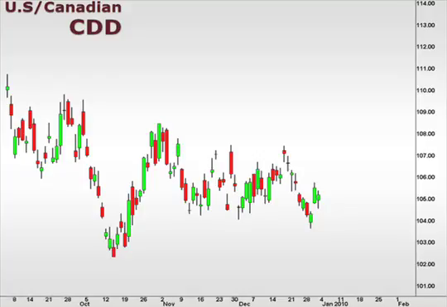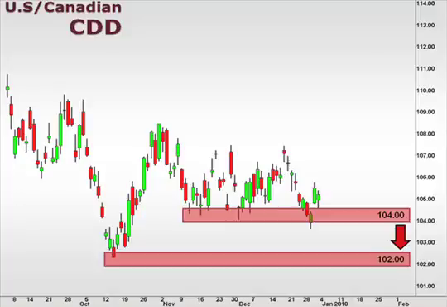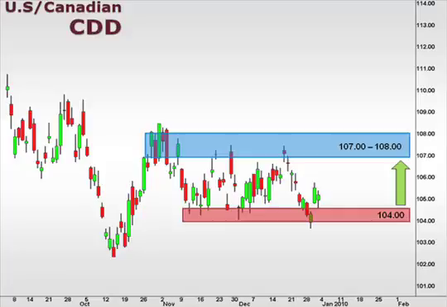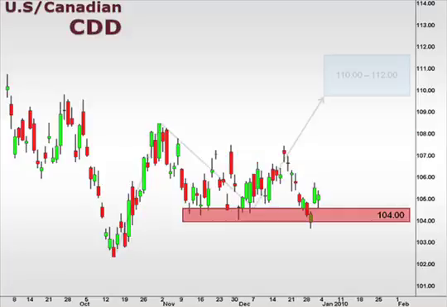Well, the US dollar continues to be range-bound against the Canadian dollar as seen here in the ISE FX Options Pair Value CDD. The 104 level remains an important support as it has been tested several times. A break below this brings the 102 focal zone back into the picture. 107, 108 remains a key overhead resistance. However, we are still open to the possibility of an extended move that could see the pair value trade up into the 110, 112 box.